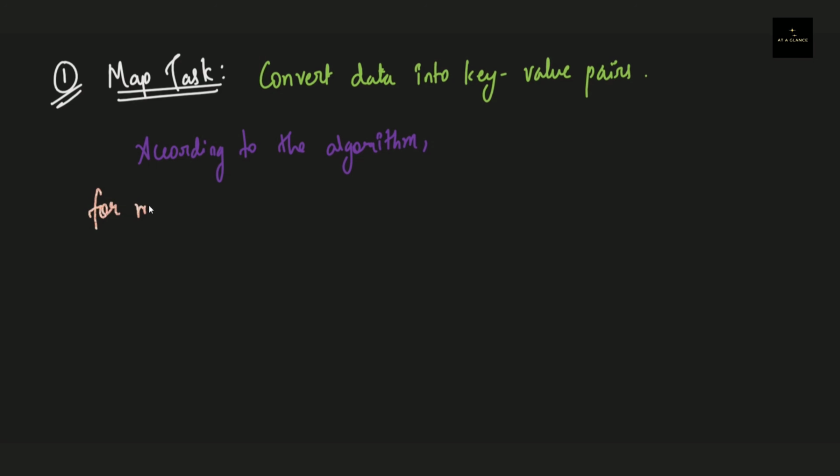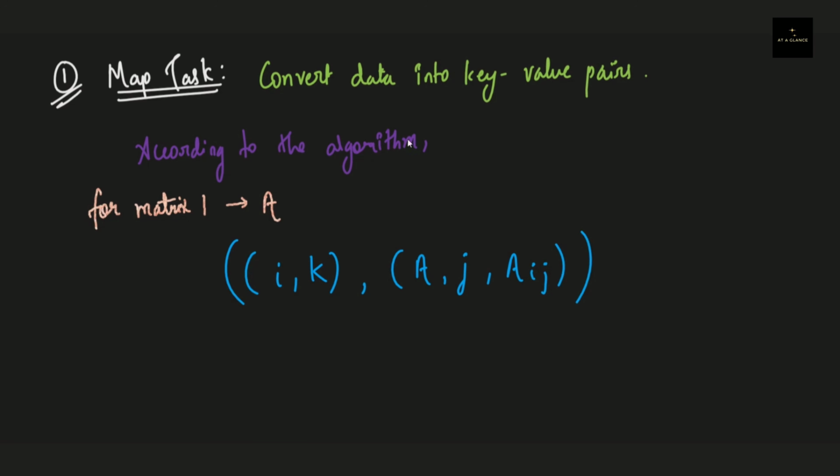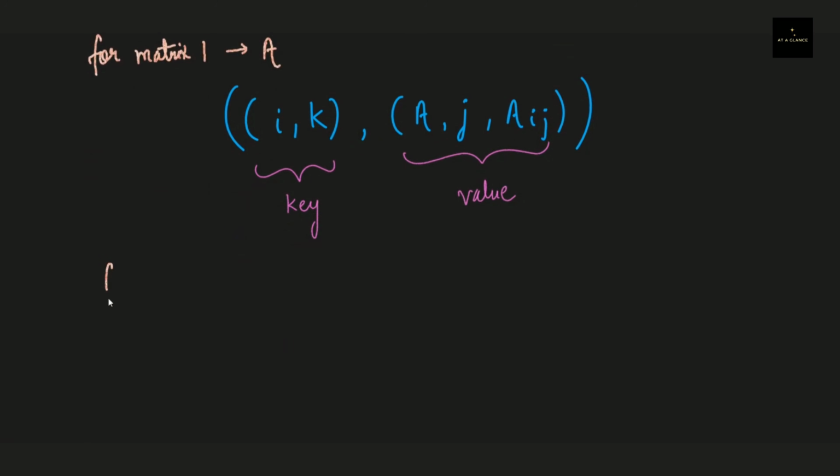Since we are multiplying two matrices, first let's focus on matrix 1. Let's say our matrix 1 is named A. If you remember, we denoted the rows by I and the columns by J for the first matrix. Hence, according to the algorithm, we need to convert every element of this matrix in the form of key value pairs. The key will be (I, k). Here, k is not present inside the first matrix, hence it will be a variable. And the value will be (A, j, A of ij), which is that particular element. So you can see that (I, k) is the key and (A, j, A of ij) is the value of that particular key. We will have to convert every element of this A matrix in the form of these key value pairs.